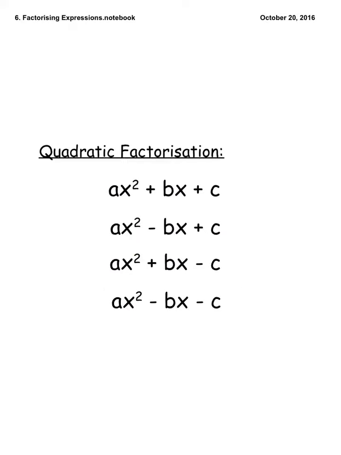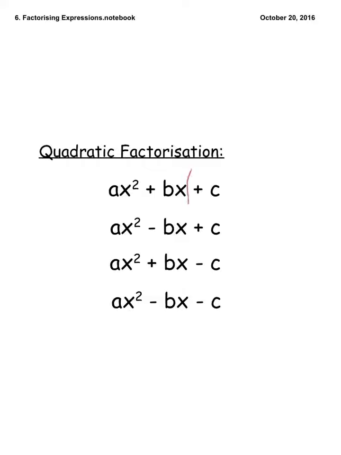The last type of factorization is quadratic factorization. Below are 4 trinomials. The signs are different in each of the trinomials, so we've got a plus plus on the top, the second one is a minus plus, the third one is a plus minus, and the last one is a minus minus. And those signs tell you a different story depending on which variation you have.